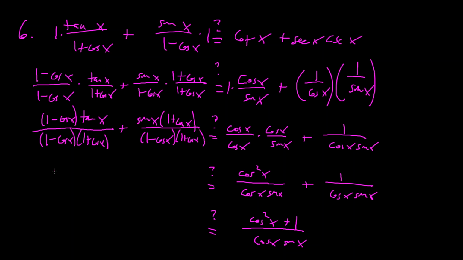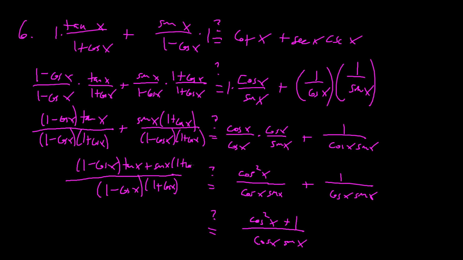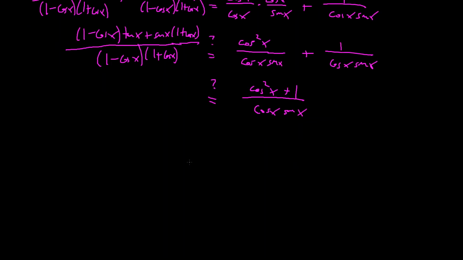These have the same denominator, so now I can add the fractions. On the bottom, it's going to be the same, 1 minus cos x times 1 plus cos x. And now I just add the numerators. So this is 1 minus cos x times tangent x, and then plus sine x times 1 plus cos x. And now I distribute the terms in the numerator. So on the top I have tangent x minus cos x tangent x, and then plus sine x.